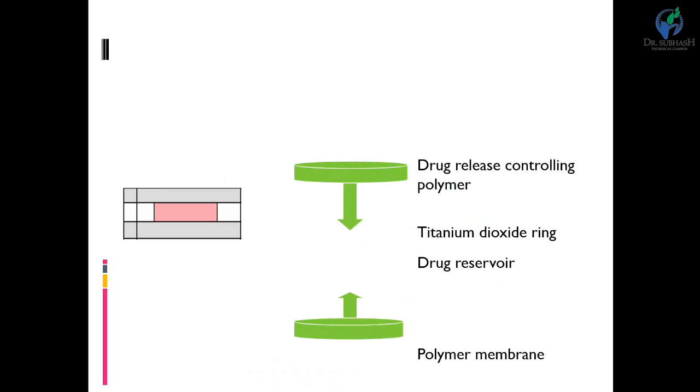Here is the diagram. In it, the outer 2 layers are the drug release controlling polymeric membranes, made up of EVA. In the center portion is the drug reservoir.